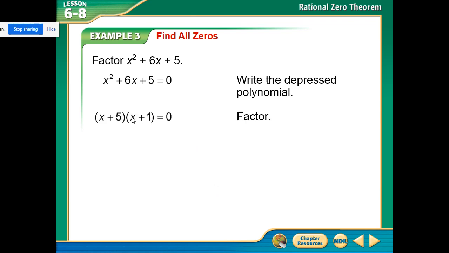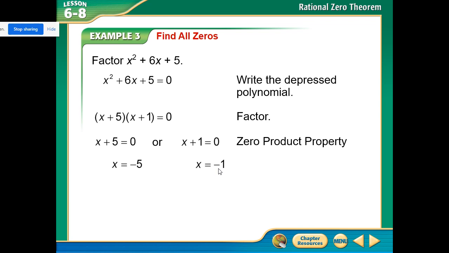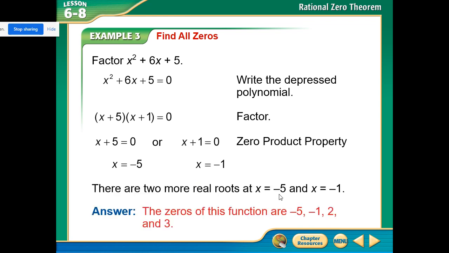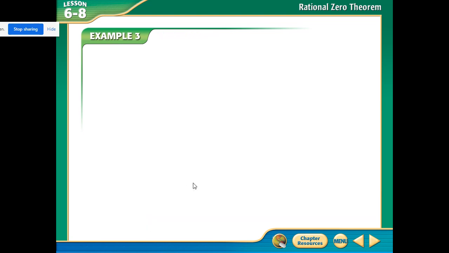So here I have that. I factor into 5 and 1, solve each of those, and I get negative 5 and negative 1. So I've got these 2 answers plus the other 2 I've already found. So negative 5, negative 1, the 2, and the 3, which will go ahead and give us our 4 answers.